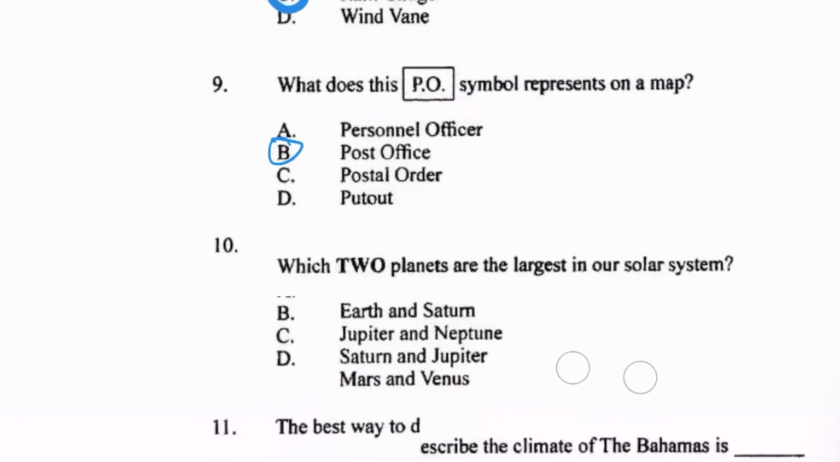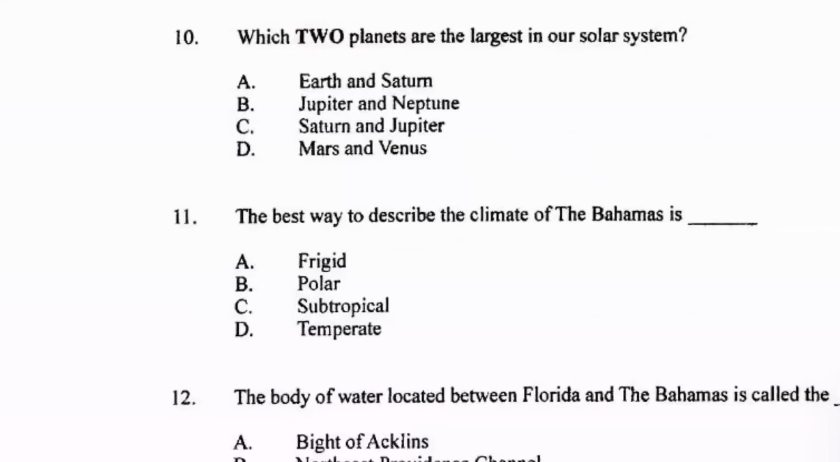Okay, y'all doing good. So question 10, which two planets are the largest in our solar system? Is it A, Earth and Saturn, B, Jupiter and Neptune, C, Saturn and Jupiter, or D, Mars and Venus? So most people are saying C, Saturn and Jupiter. Someone saying B. Okay, so one thing we do know is that Jupiter is definitely the largest planet in the solar system. So that means the answer cannot be A, nor can it be B. But the answer is C. It's Saturn and Jupiter. Let's look at that.